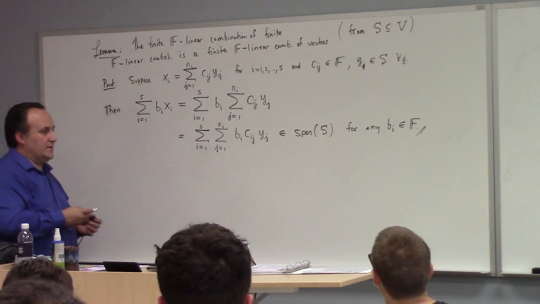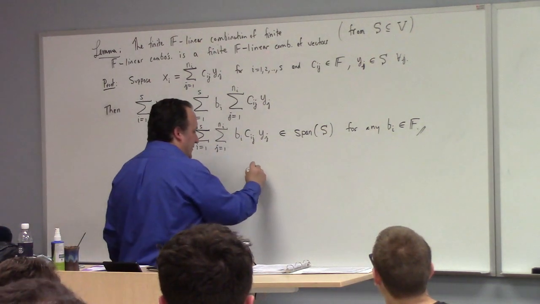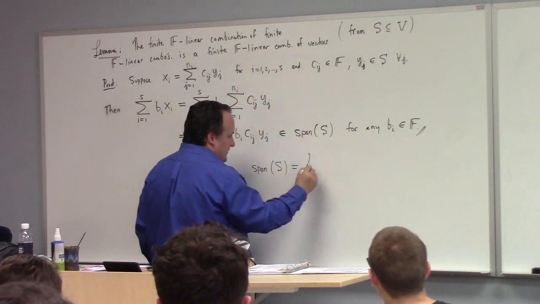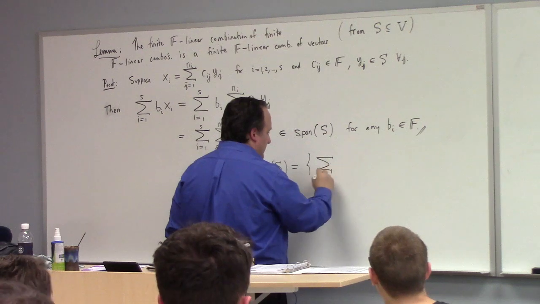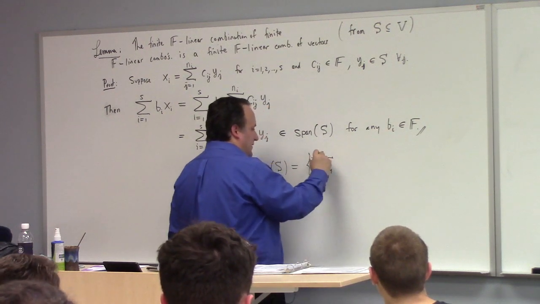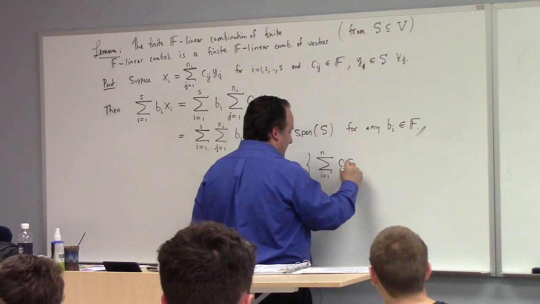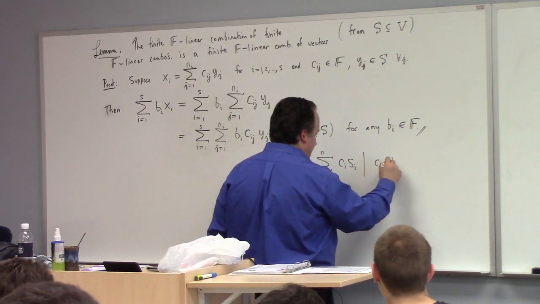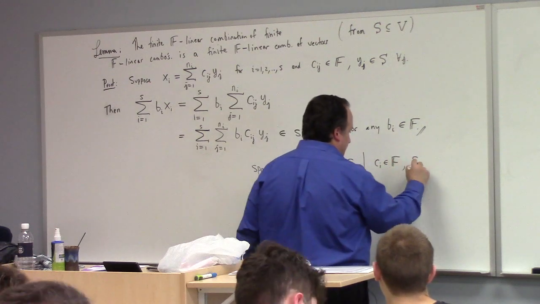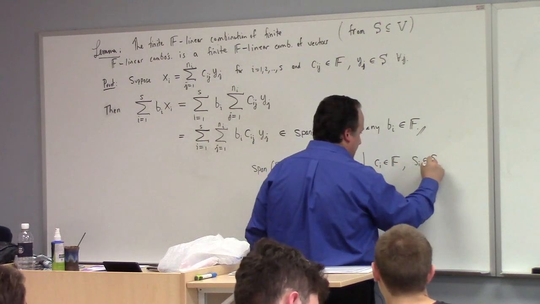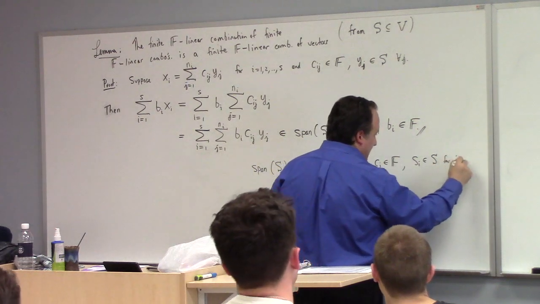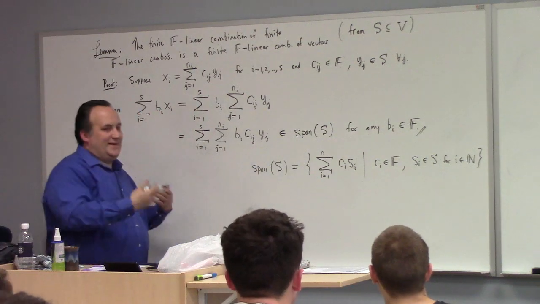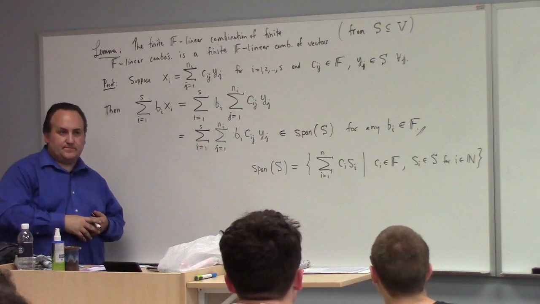So, if S is an infinite set, then our definition was: span of S is equal to the sum from i equals 1 to n of c_i s_i, such that c_i is an element of the field and s_i is an element of S, for i in N. So the span of S is the set of all possible finite linear combinations.